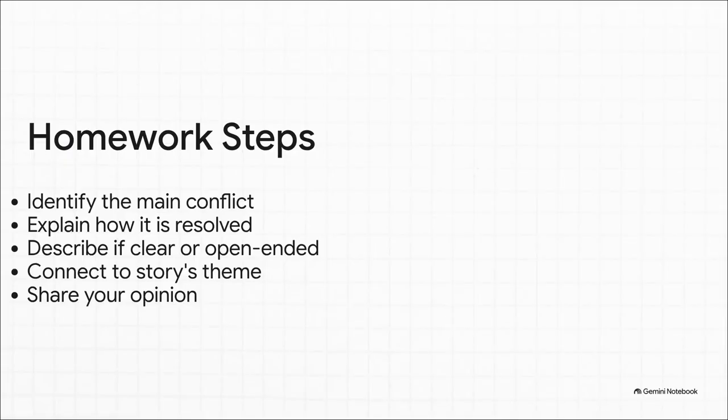Here is your homework assignment for your current assigned reading. I want you to go through these 5 steps, taking careful notes as you read the final chapters of your book. Number 1. Identify the main conflict in your story. Number 2. Explain exactly how it's resolved. Number 3. Describe whether that resolution is clear, tragic, or open-ended.